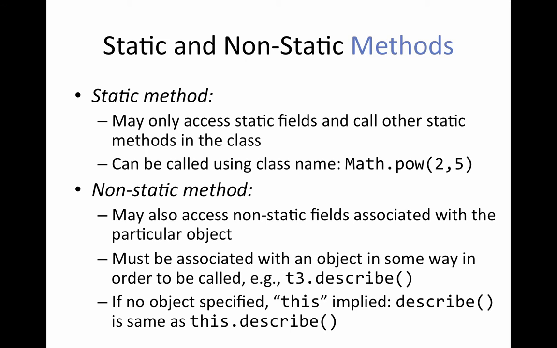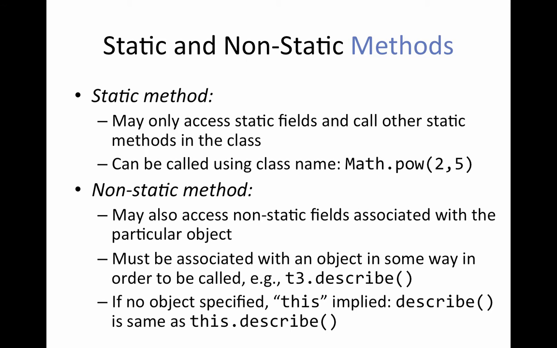Now, a non-static method can still access static fields and can still call static methods, no problem. But it has some additional flexibility. It can use non-static fields. It can call non-static methods. We can call an instance method from a non-static method, from another instance method, in two ways.